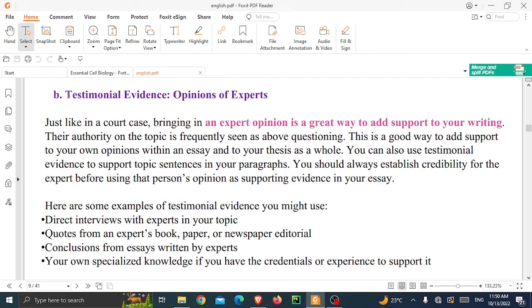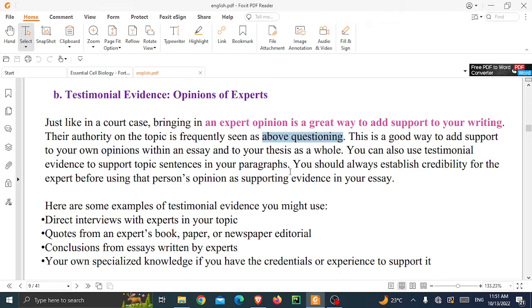We have the second type of evidence, which is testimonial evidence. Like I said, opinions of experts. Just like in courts or different kinds of cases, bringing an opinion of an expert can add a huge advantage to you, because when you bring an opinion from an expert in a certain field and you want to make a good point, it will add a huge advantage, like I said before, and their opinion is seen as above questioning, because it's better to get the info from the source itself, which is an expert in some kind of field.